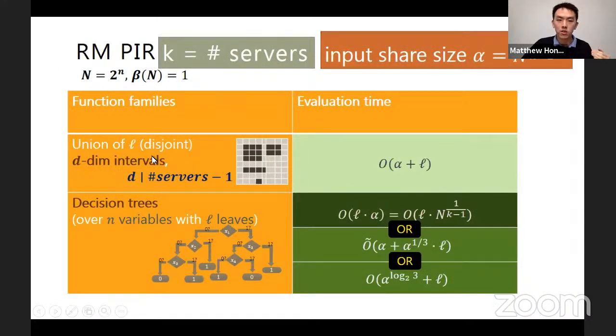Our results also extend to higher dimensional intervals whenever the dimension divides the number of servers minus one. And it is still open whether we can obtain shortcuts for other dimensions. And the smallest open case is when d and k both equal three.